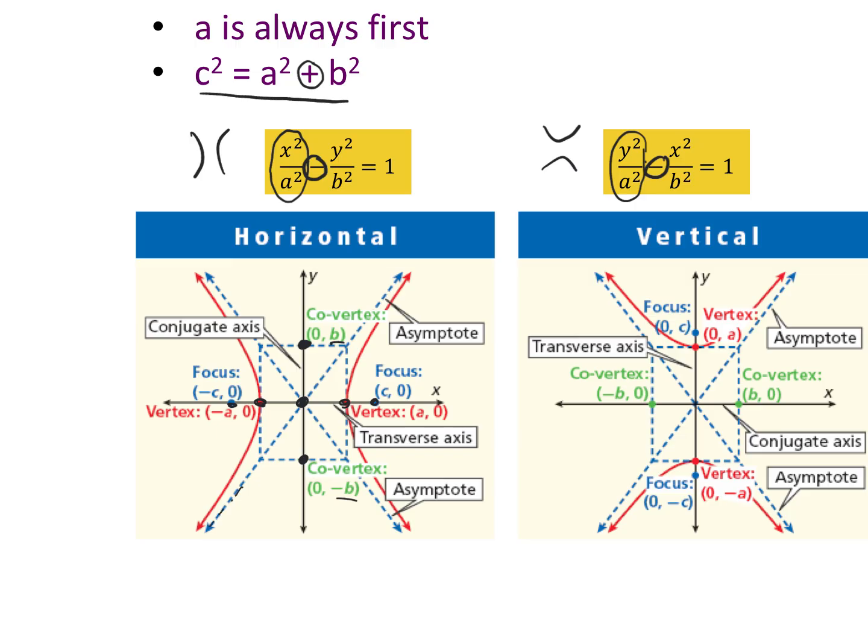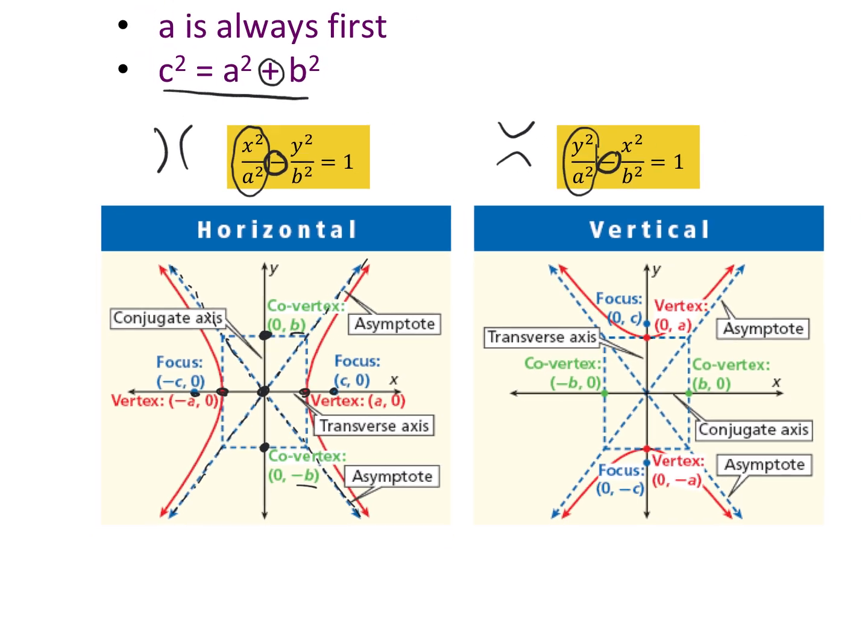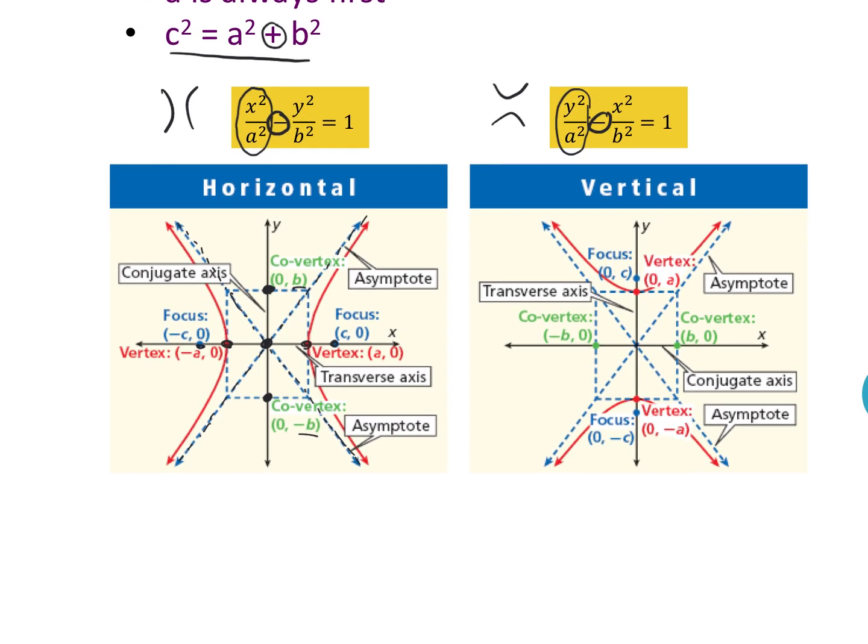The asymptotes are these dashed lines. You guys have seen asymptotes before, but they're going to be these little dashed lines that your graph approaches but never touches. And we get the equations of those lines from our b value. So that's where our co-vertex is useful. From one end to the other of your co-vertices, that's what we call the conjugate axis. It's not super huge in this lesson. It's more important that you know what the transverse axis is.